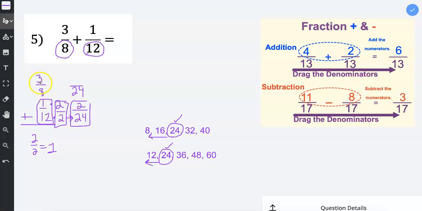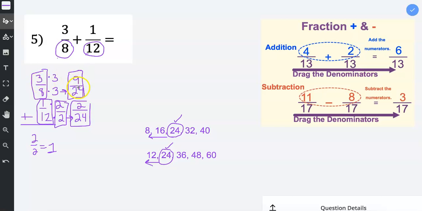All right, let's move on to the 3/8, changing that to 24ths. 8 multiplied by what gives you 24? If you're not sure, come down here and count. 1, 2, 3 8s gives us 24. If I multiplied 8 by 3 to get 24, I then need to multiply the numerator by that same number, 3, and we get 9/24. 3/8 is equivalent to 9/24.